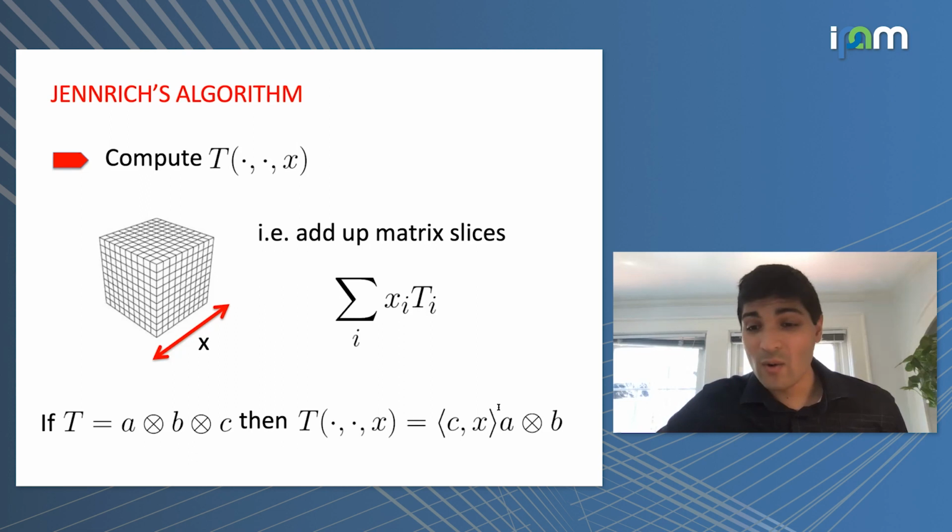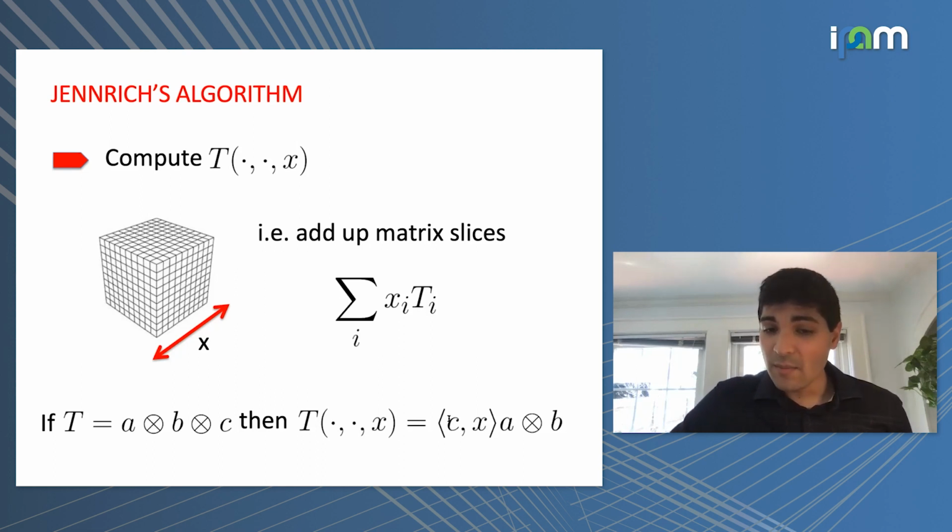What I claim is that you get a rank 1 matrix. So I started off with a rank 1 tensor. When I hit it with a vector in this way, I don't increase the rank ever. And what I'll get is a rank 1 matrix, which looks like A tensor B times a scalar that depends on the inner product between C and X. So that's the important thing.